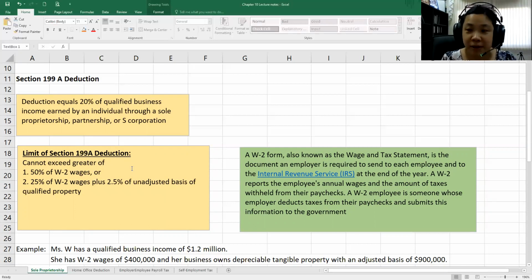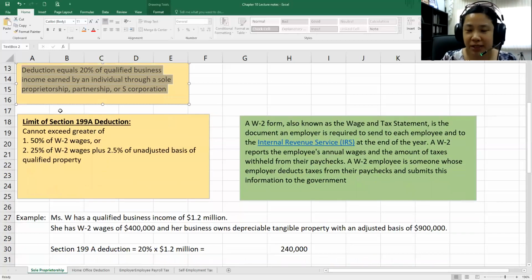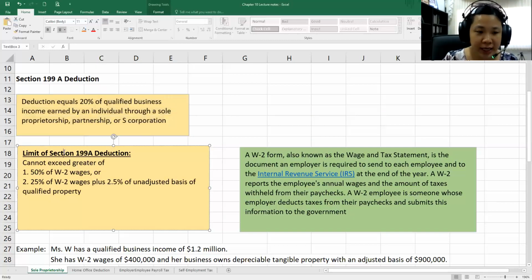Step number 3, we minus the greater of itemized deduction or standard deduction. And step number 4, we minus the Section 199A deduction. Remember, the Section 199A deduction means we can deduct 20% of your qualified business income earned by an individual through a sole proprietorship, partnership, or S corporation. It means we can deduct 20% of our qualified business income. But there is some limitation of Section 199A.